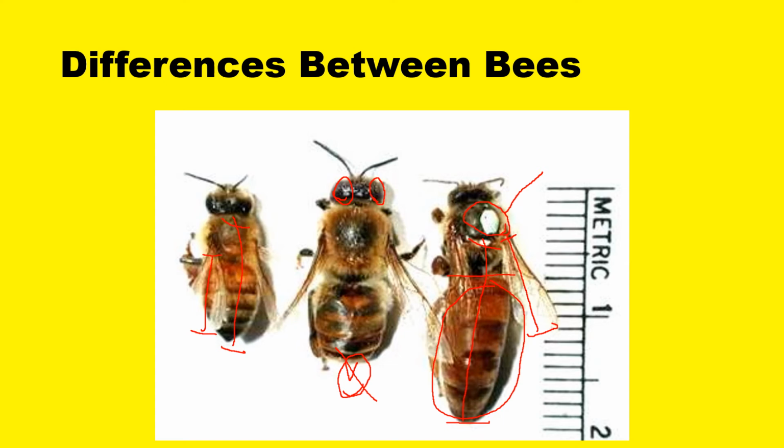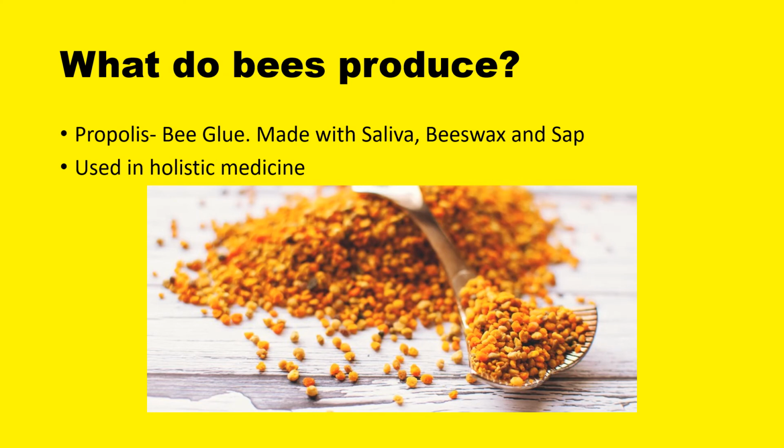Again, really interesting stuff. So what do bees produce? Bees actually produce a number of different things. First is propolis. Now, propolis is known as bee glue, and basically it's made with saliva, beeswax, and sap from trees. And this is what bees use to really hold their colony together.